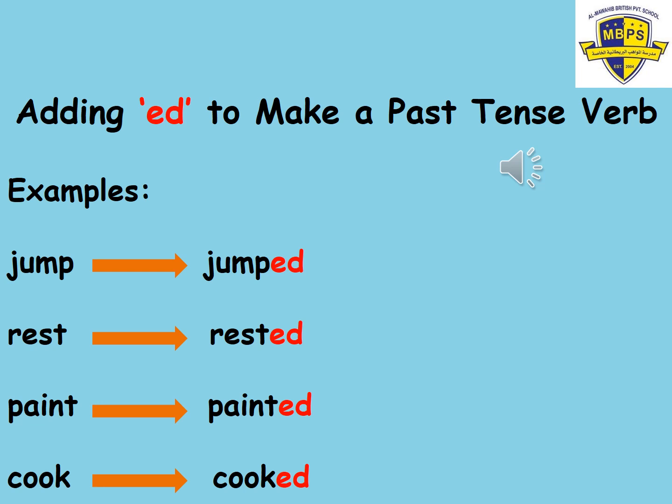Let's try the next one. The verb is rest. What is the past? Rested. Excellent. Next one. Paint. What is the past? Painted. Very good. The last one. Cook. What's the past? Cooked. Very good, KG2.